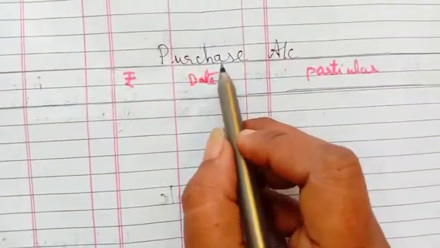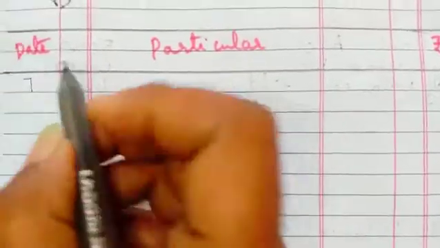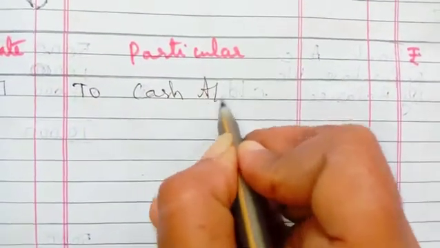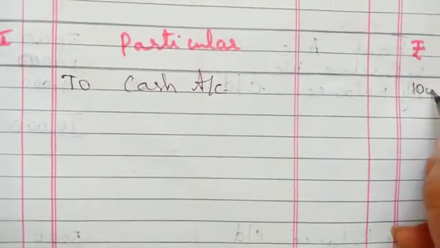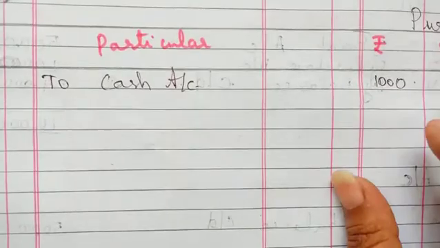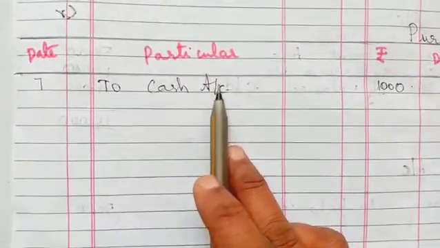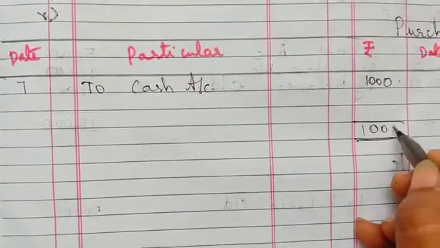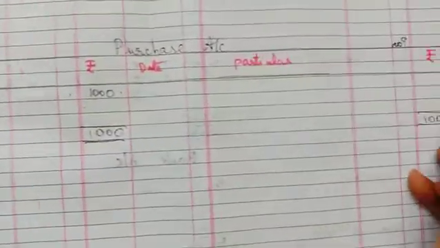Next we'll write the purchase ledger. Come to the debit side, write 7 and you'll write to cash account. Amount is 1,000 rupees. You'll write 1,000 rupees. So only one journal entry, on the 7th date only, purchase is there. No other journal entries there. So we'll close the account here. Here also straight, go and write 1,000 rupees.